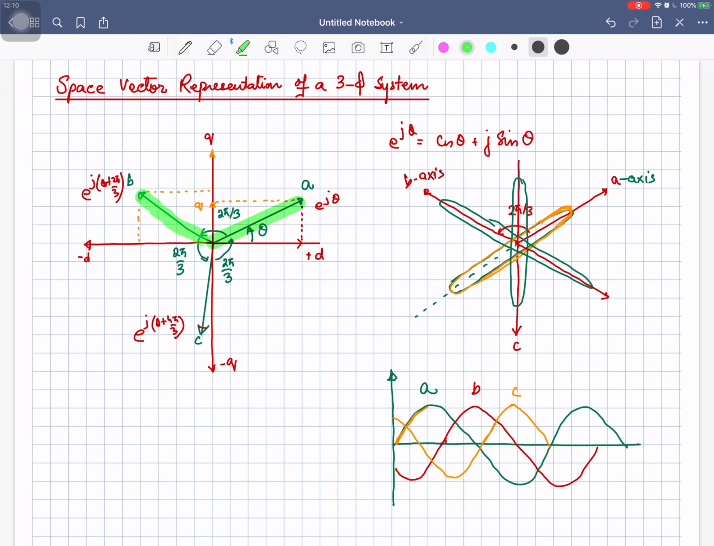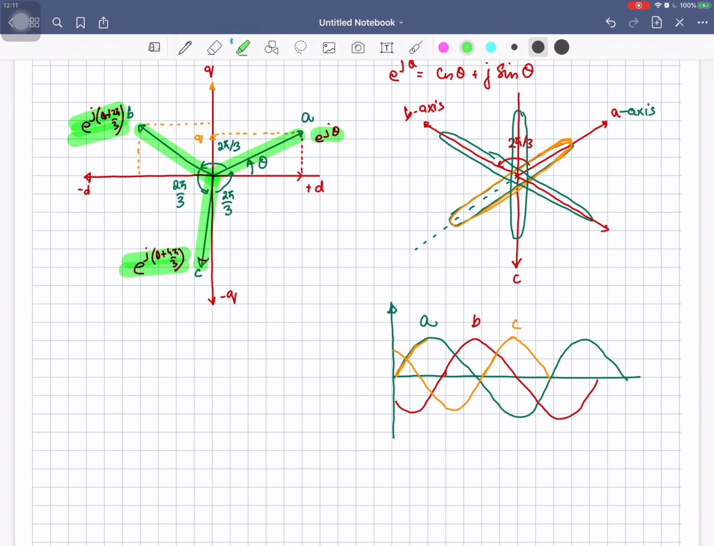Similarly, there is a time variation along this axis, and there is a time variation along phase C. So when multiplied with this position vector e raised to power j theta, you will get its d and q component. Similarly, when you multiply any quantity along phase B with e raised to power j into theta plus 2 pi by 3, you will get its projection over the d and q axis. Similarly, any quantity along the c axis, when multiplied with e raised to power j into theta plus 4 pi by 3, you will get its projection over the d and q axis.